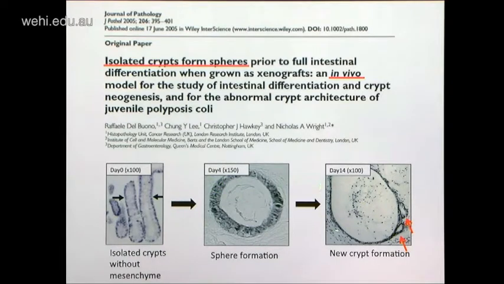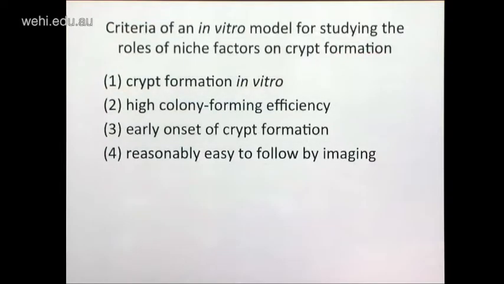And after 14 days, new crypts will form in vivo. However, it is an in vivo model, and we are after an in vitro model. But this evidence here shows that it is possible to grow isolated crypts to form new crypts. So for an in vitro model that allows us to study crypt formation, we would like it to show crypt formation in vitro. There are high colony forming efficiency and early onset of crypt formation. Also, it is reasonably easy to follow by imaging.